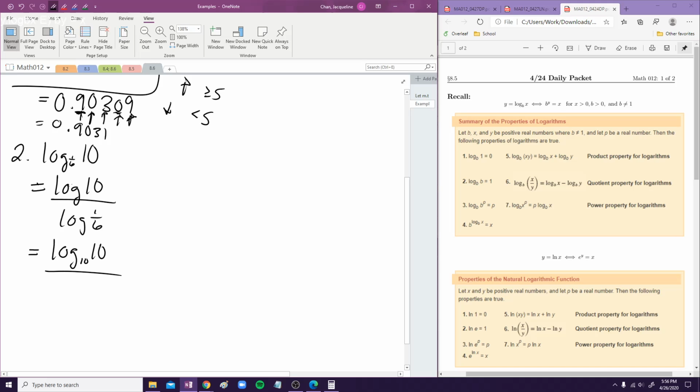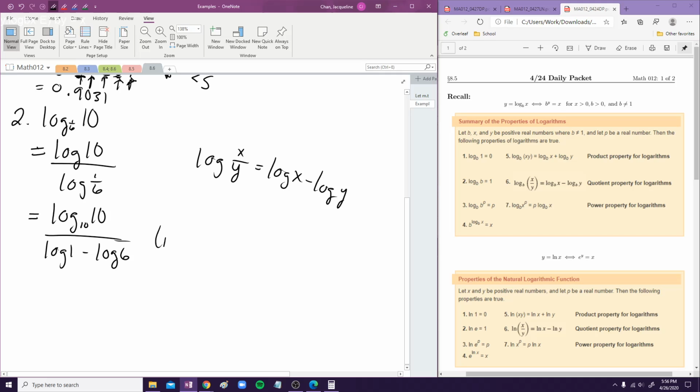That was the numerator. And then the denominator, this is like, for example, log of x over y. This can be log of x minus log of y. Remember my log has base 10, so that's why I'm not writing it. So that's what this 1/6 looks like. Because it's division, it's telling me I can separate this with subtraction using the quotient property. So I can rewrite log of 1/6 as log of 1 minus log of 6. This was by property 6.